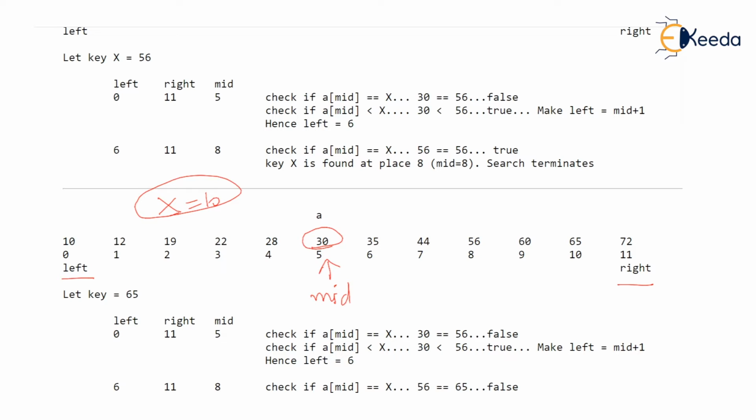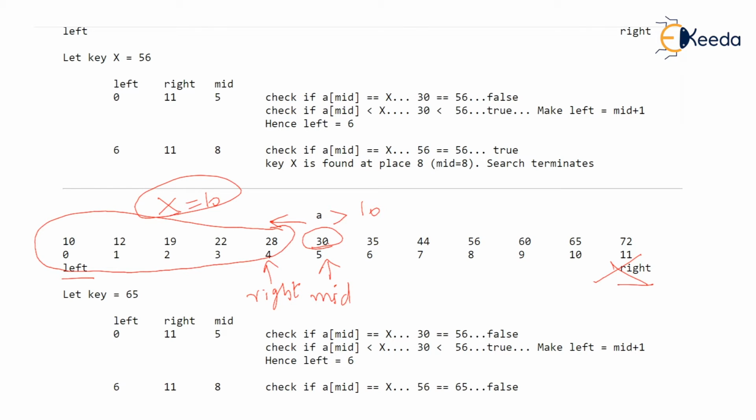So 10 must be to the left. So you will change the value of right. Right will become mid minus 1. That means you are going to concentrate only between 0 to 4. So now we have left equal to 0 and right equal to 4.